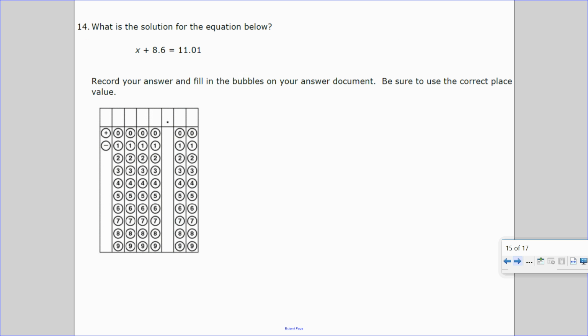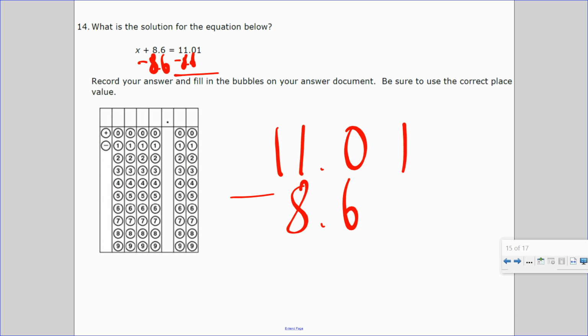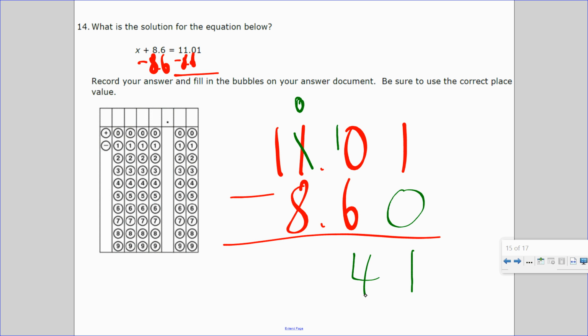Number 14. What is the inverse of adding? Subtracting. So I need to subtract 8.6. Oh, way too small. Let's blow it up this way. Let's subtract this. So, what goes here? Placeholder. 1 minus 0 is 1. Can you take 6 from a 0? No, you're going to have to regroup. This becomes a 0. This becomes a 10. 10 minus 6 is 4. Can you take 8 from a 0? No, you're going to have to regroup. This becomes a 0. This becomes a 10. 10 minus 8 is 2. Whoops. It's 2 and 41 hundredths. Positive 2.41. A lot of people subtracted this wrong.